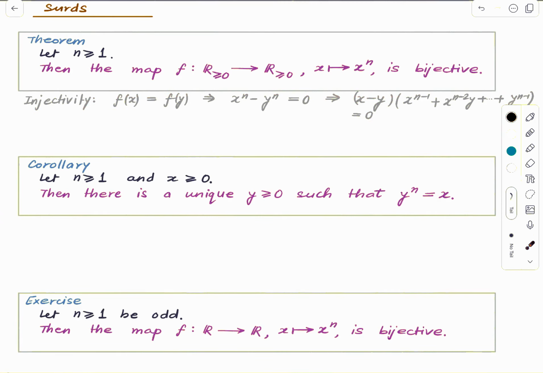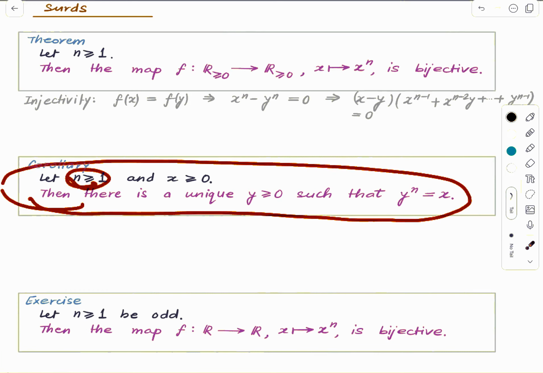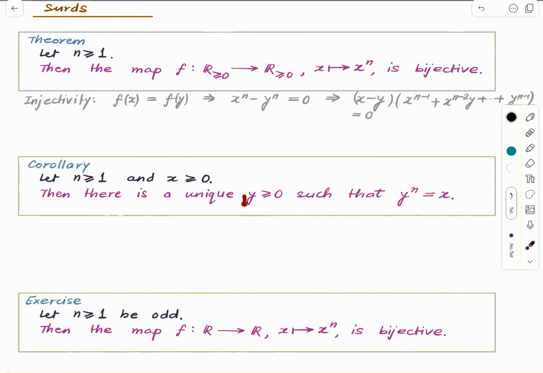But for surjectivity, first note that f is continuous, and f assumes arbitrarily large values, and f assumes the value 0 at 0. So by the intermediate value theorem, it will take all the values in between, and therefore it will take all non-negative reals in its image, and therefore f is surjective. So f is both injective and surjective, and hence bijective. Great. Immediate corollary is the following. For a positive integer n and a non-negative x, there is a unique non-negative y which satisfies this equation.